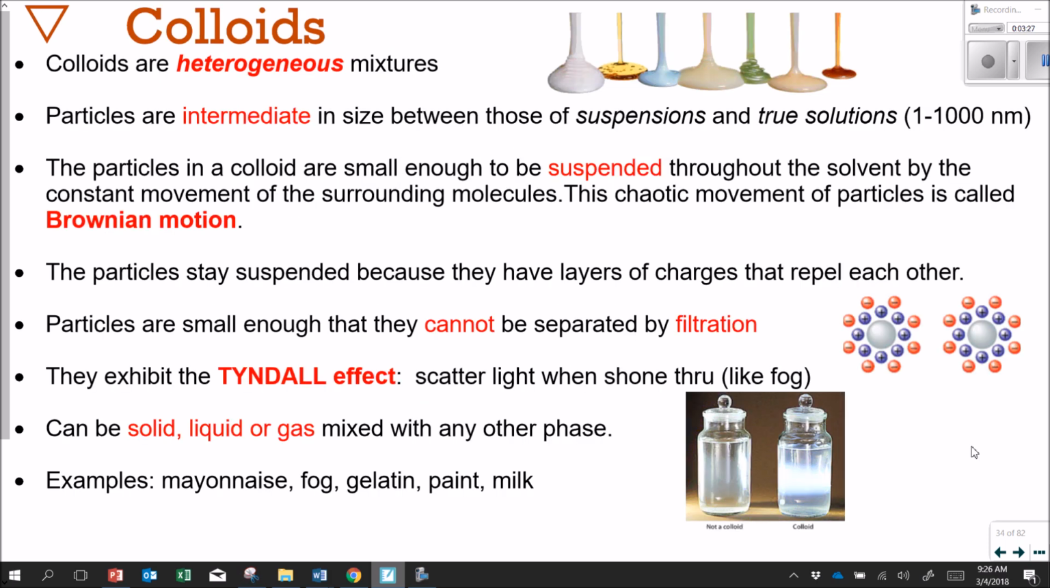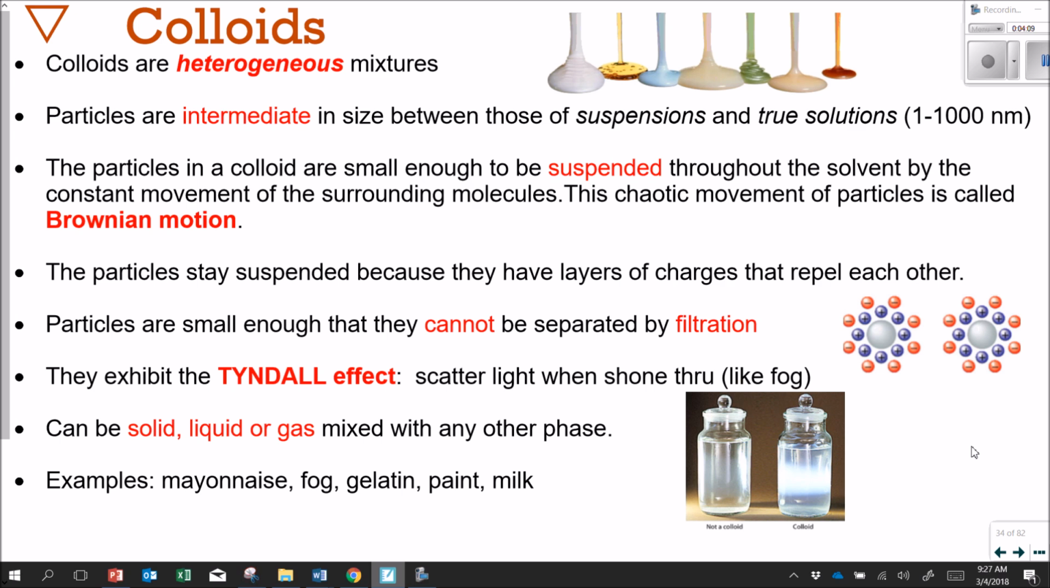Let's look at colloids. Colloids are heterogeneous mixtures, which means that they are not uniform throughout. Now, they do look uniform throughout, but they are still heterogeneous because of the particle size. So the particles are intermediate in size, and they are in between those of suspensions and true solutions, between 1 and 1,000 nanometers. The particles in a colloid are small enough to be suspended throughout the solvent by the constant movement of the surrounding molecules. And this chaotic movement of particles is called Brownian motion. The particles stay suspended because they have layers of charge that repel each other.